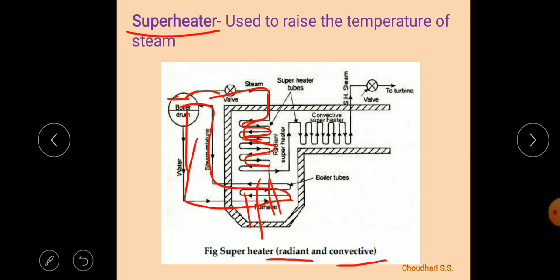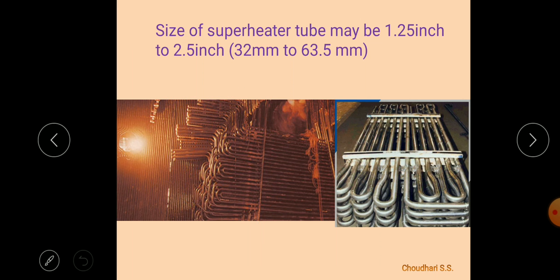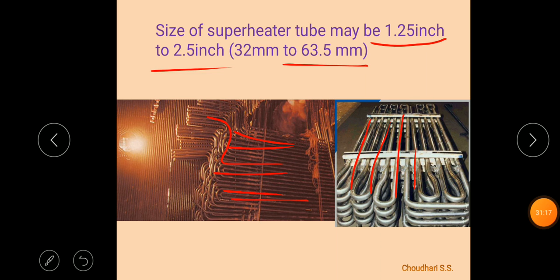This is the superheater provided. Next we can see the superheater tubes. These are actual photographs of the superheater tubes, provided in the flue gas path. There are common headers, and all these pipes run from them. These are provided in the hot gas paths. The superheater tubes are very small diameter tubes, 1.5 inch to 2.5 inch, or 32 mm to 63 mm in size.